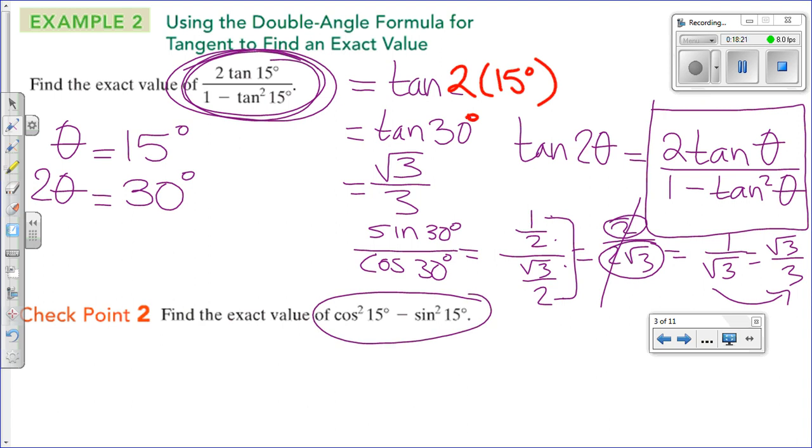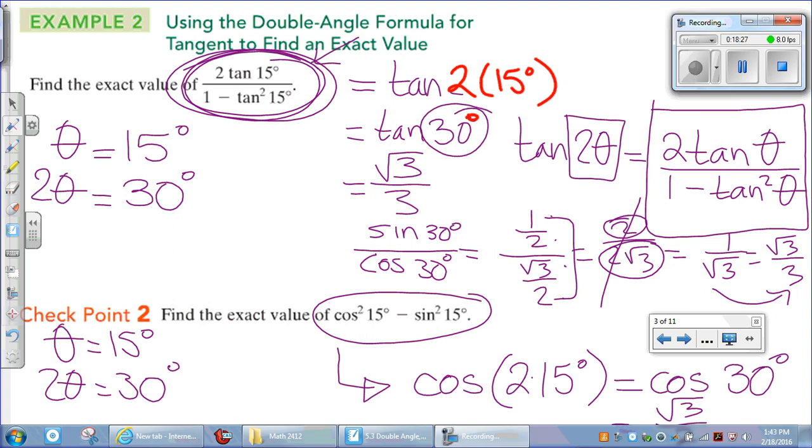So same idea, you need to figure out what the angle is. Wait, why? No, I think you did that. No, keep going. Yeah, you did that. Okay, example 2, guys.